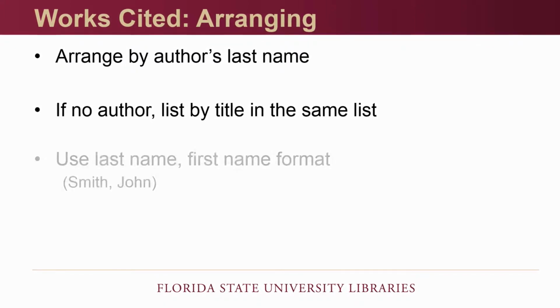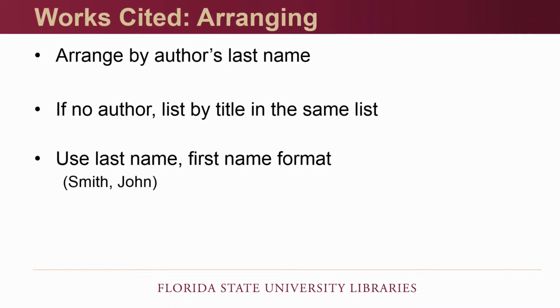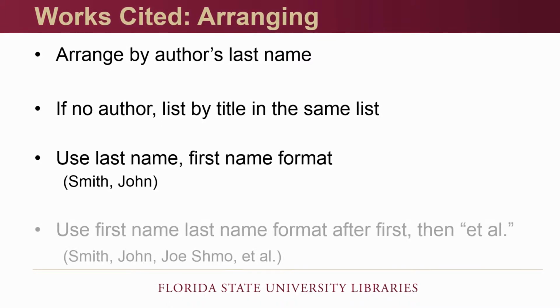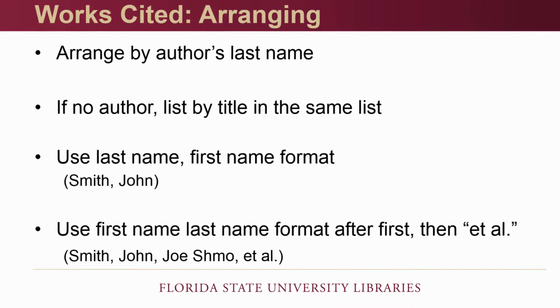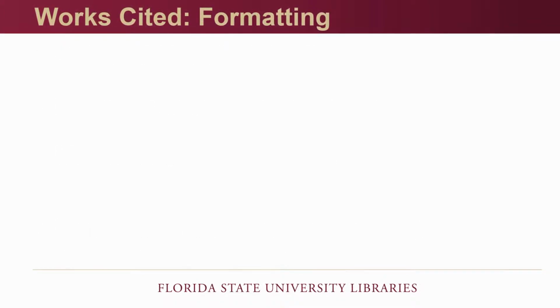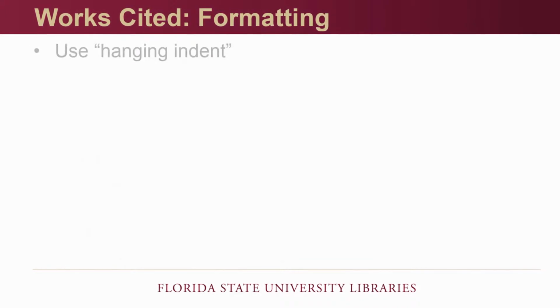Use the last name first name format, followed by first name last name format for multiple authors. You can use et al. for subsequent authors' names if there are many authors. Use a hanging indent as your format. This involves indenting every line but the first for each reference.